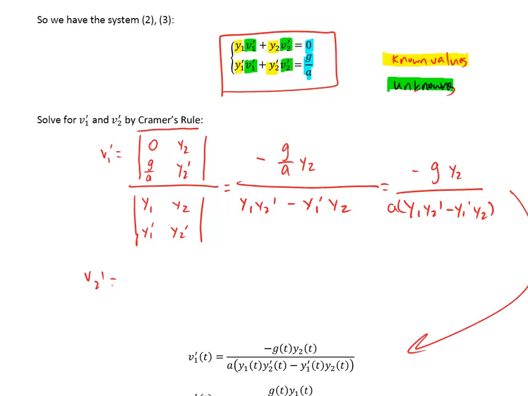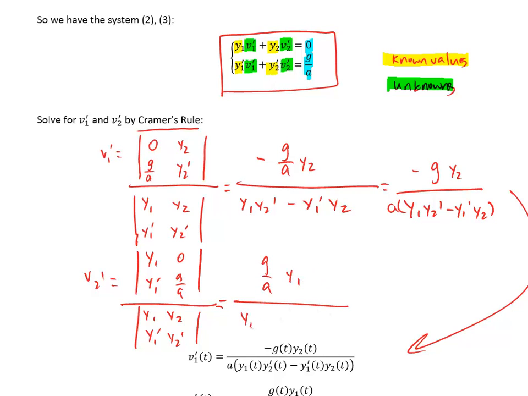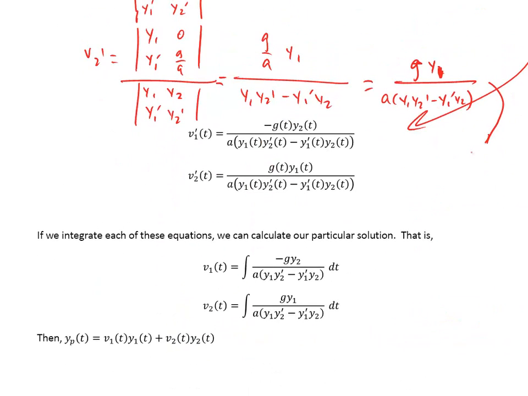You do the same thing for v2 prime. The denominator will be the same as the coefficient matrix determinant. The numerator, we're going to keep the y1 column the same, and now the second column becomes 0 and g over a, so we get g over a times y1 all over y1 y2 prime minus y1 prime y2. Again, you can move the a to the bottom, so g y1 over a times y1 y2 prime minus y1 prime y2, just the same thing we have right down here.